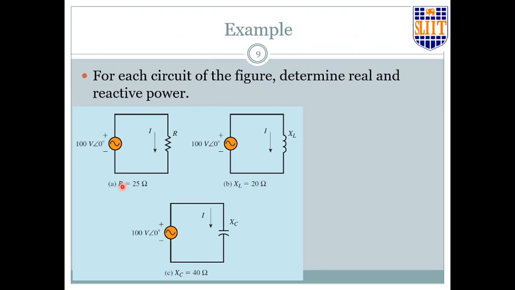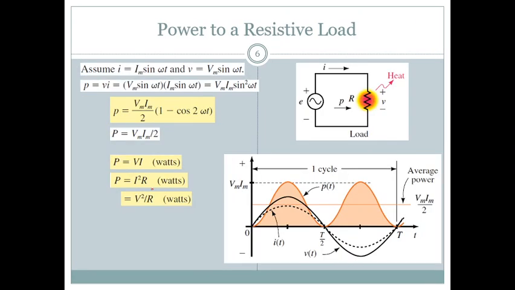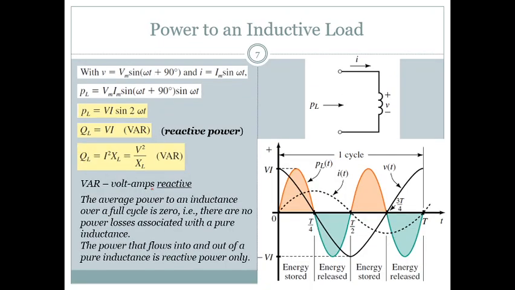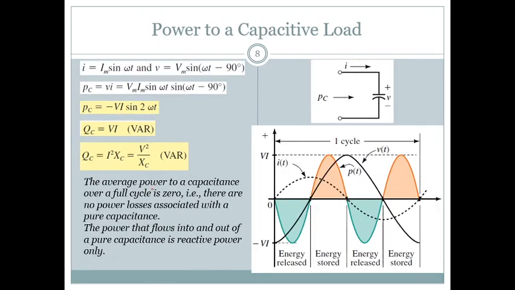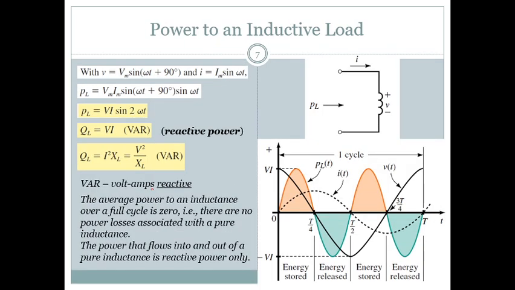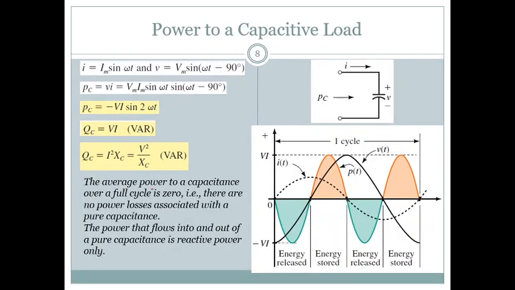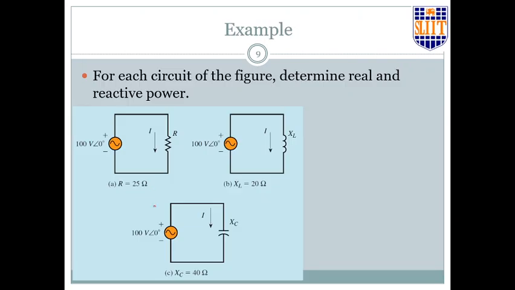Right, so if you take these examples for each circuit, I hope you have understood the concept behind the active power or real power for resistors, then reactive power, two types of reactive power, right? That is inductive reactive power and capacitive reactive power. One is opposite to the other. We treat inductive reactive power as positive and capacitive reactive power as negative, right?